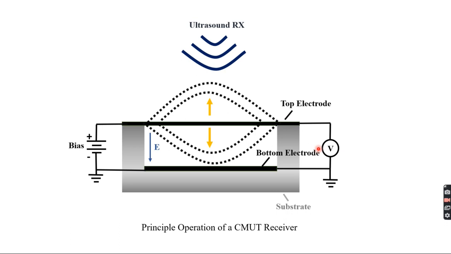It could be a low noise voltage preamplifier or a transconductance amplifier if the current input is required. Then that is taken up further for digital signal processing for image formation in the console. So that's the basic operation of a receiver. If the same transducer is to be configured, for example, as a transmitter, then you apply a harmonic signal between the two electrodes, then the top electrode vibrates and pushes the medium back and forth, generating ultrasound in the medium. Okay, so that's the basic principle.